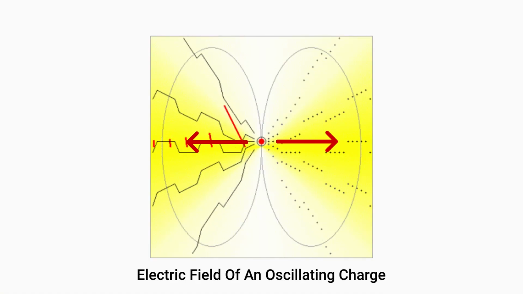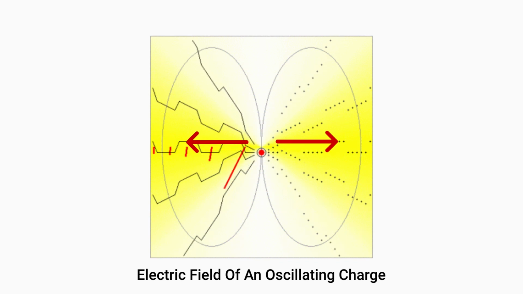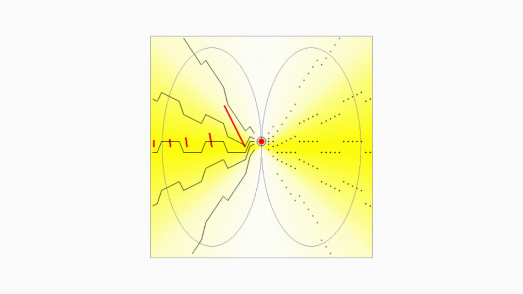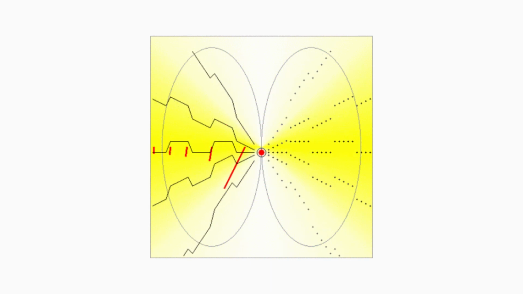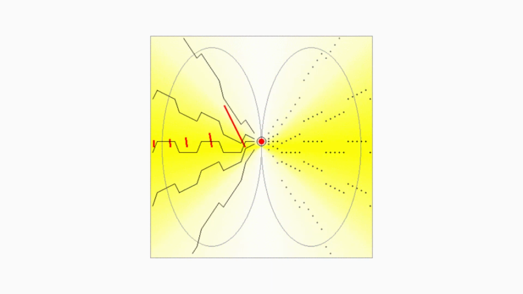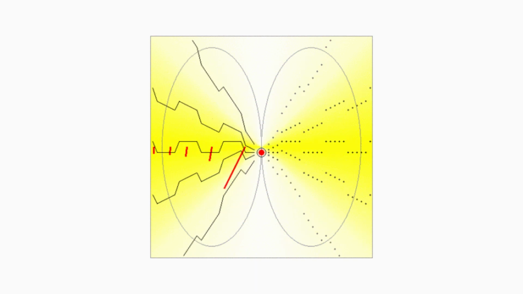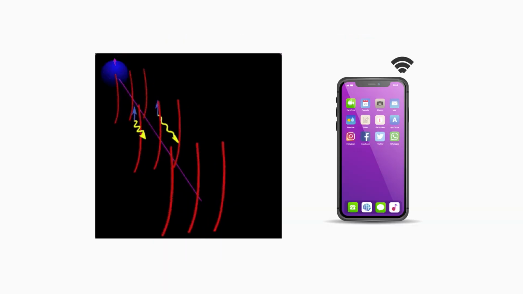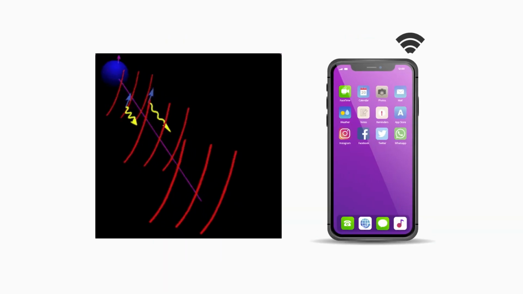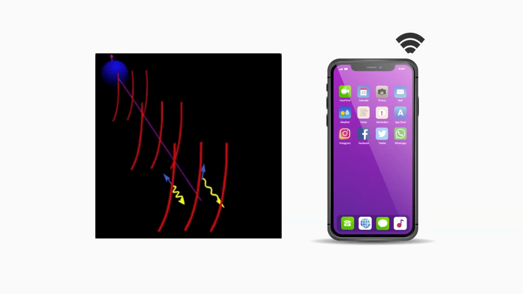Here we can see some of the electric field lines associated with some point charge which is oscillating. Field lines are not material objects, rather we may think of them as some strings which are stretched from the charge off to infinity. These field lines are what we receive through our devices.